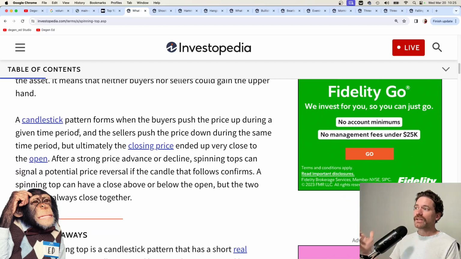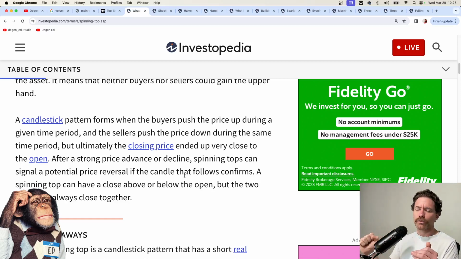And so a candlestick pattern forms when the buyers push the price up during a given time period and the sellers push the price down during the same time period, but ultimately the closing price ends up very close to the open. And after a strong price advance or decline, spinning tops can signal a potential price reversal if the candle that follows confirms. And so confirmation is something I may go over in next week's video.